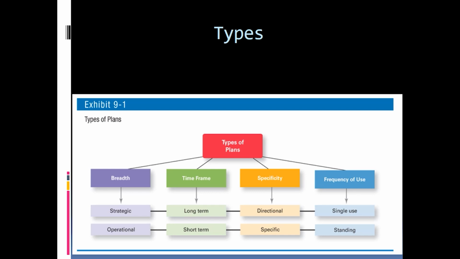Now talking about the next component, that is the specificity. So here if you see, it has been divided into two aspects, that is directional and specific. Now directional plans are generally very flexible because they are more or less like general guidelines. And they are preferred in a dynamic environment mostly because management has to be flexible in order to respond to unexpected changes. So they are guidelines. They are more or less that, you can do that.